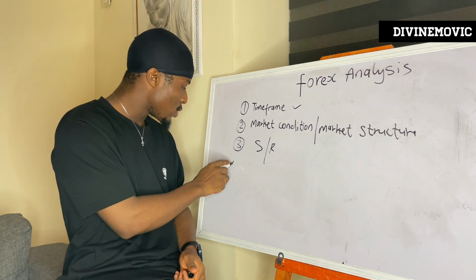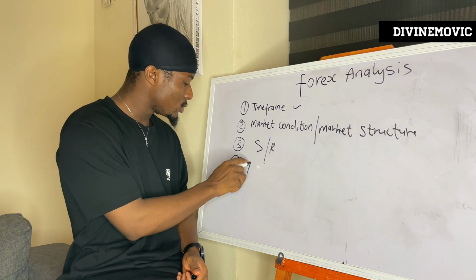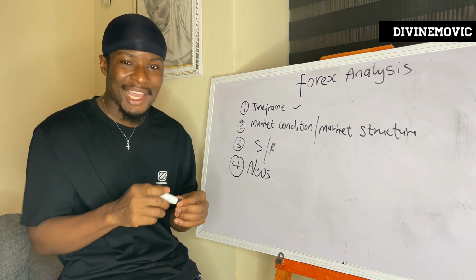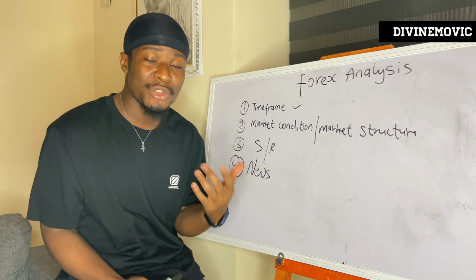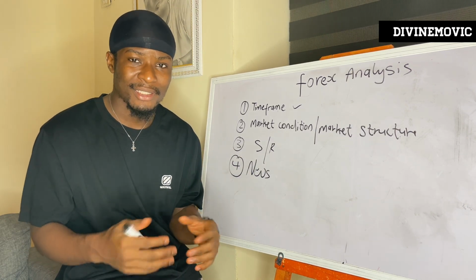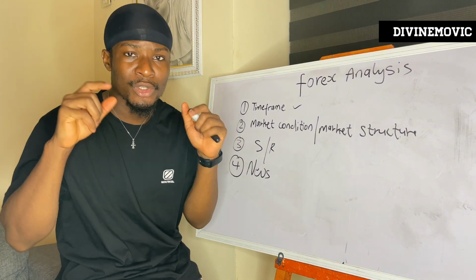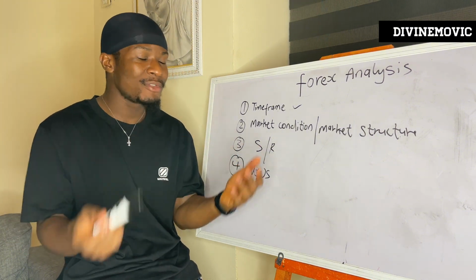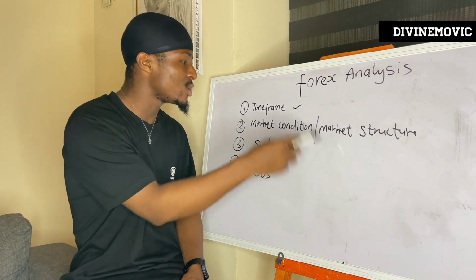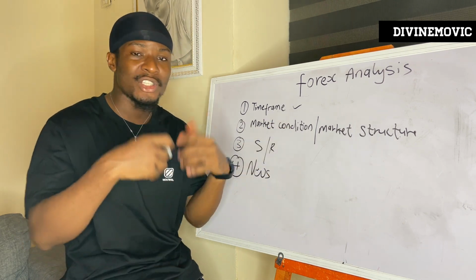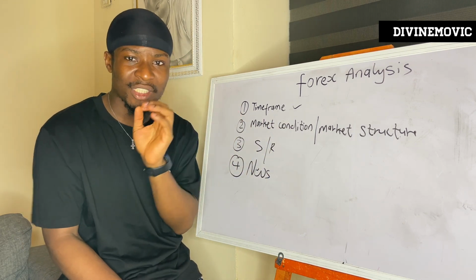Now number 4, which is news. We explained what news is, where we can see news in the forex market, what news is for, and how to interpret news. So in my subsequent videos, we're going to be practicalizing all of these things on the chart by identifying them and seeing them live on the chart.